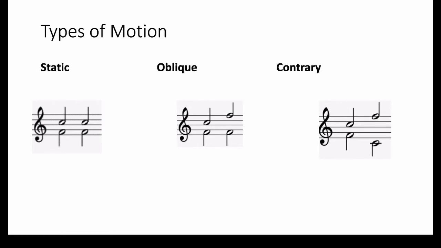When music moves from one chord to another, there are 5 different types of motion that can occur between voices. In this video, we will discuss them. The first 3 are shown on this slide.